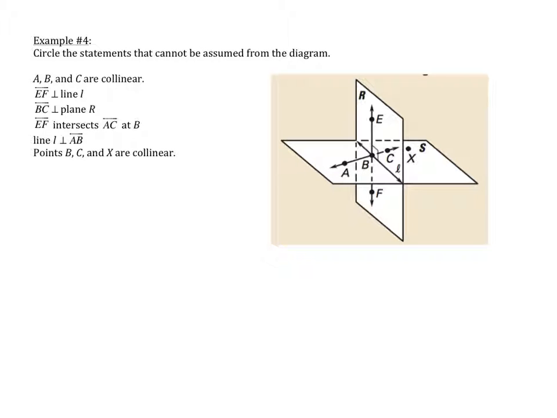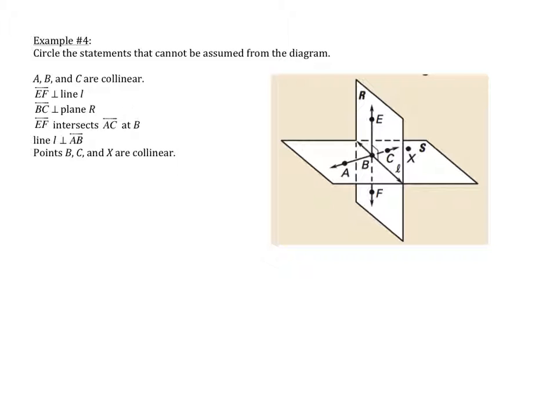As stated on the previous slide, you can see here that this line is intersecting plane S, the horizontal plane, to form a right angle. So I would be able to say that this line, we'll call it line EB, or you could call it line EF, is perpendicular to plane S because it is intersecting to form a right angle right there.